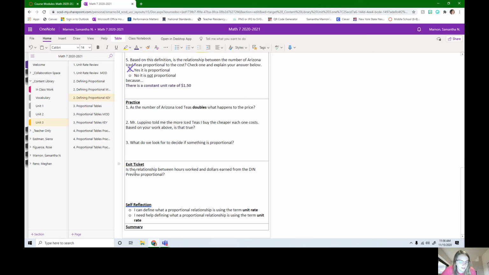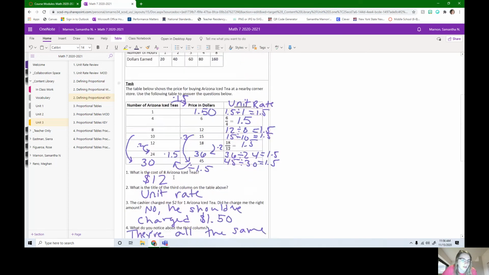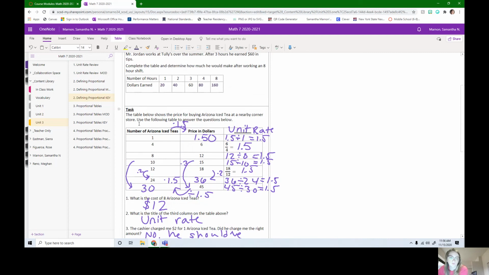So your exit ticket is: is the relationship between hours worked and dollars earned from the Do Now preview proportional? So talking about this table, you might want to come back to this table and add in a column for unit rate, or a row in this case. So you might want to put unit rate and see if you get the same unit rate in all of those boxes, and then answer your exit ticket question.